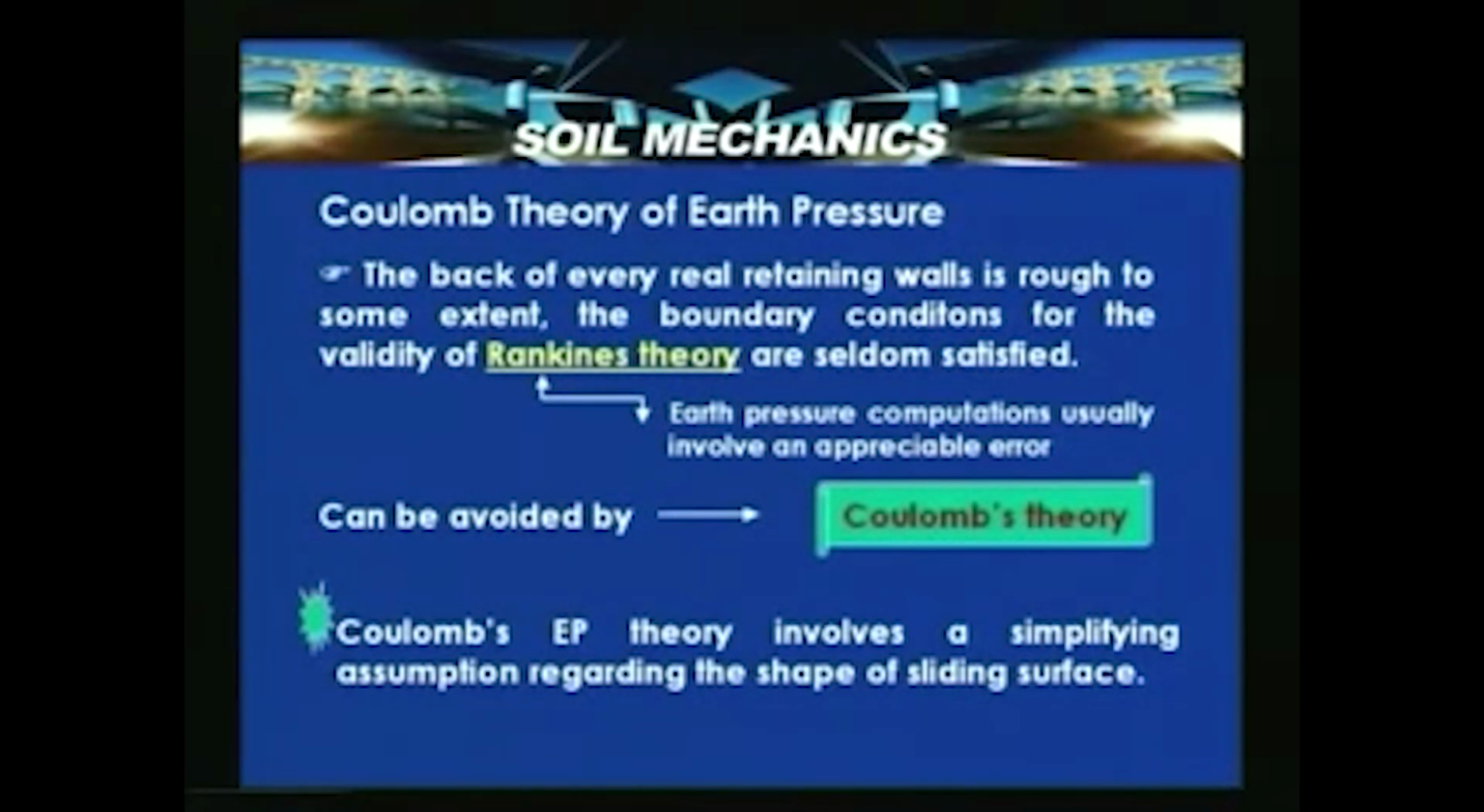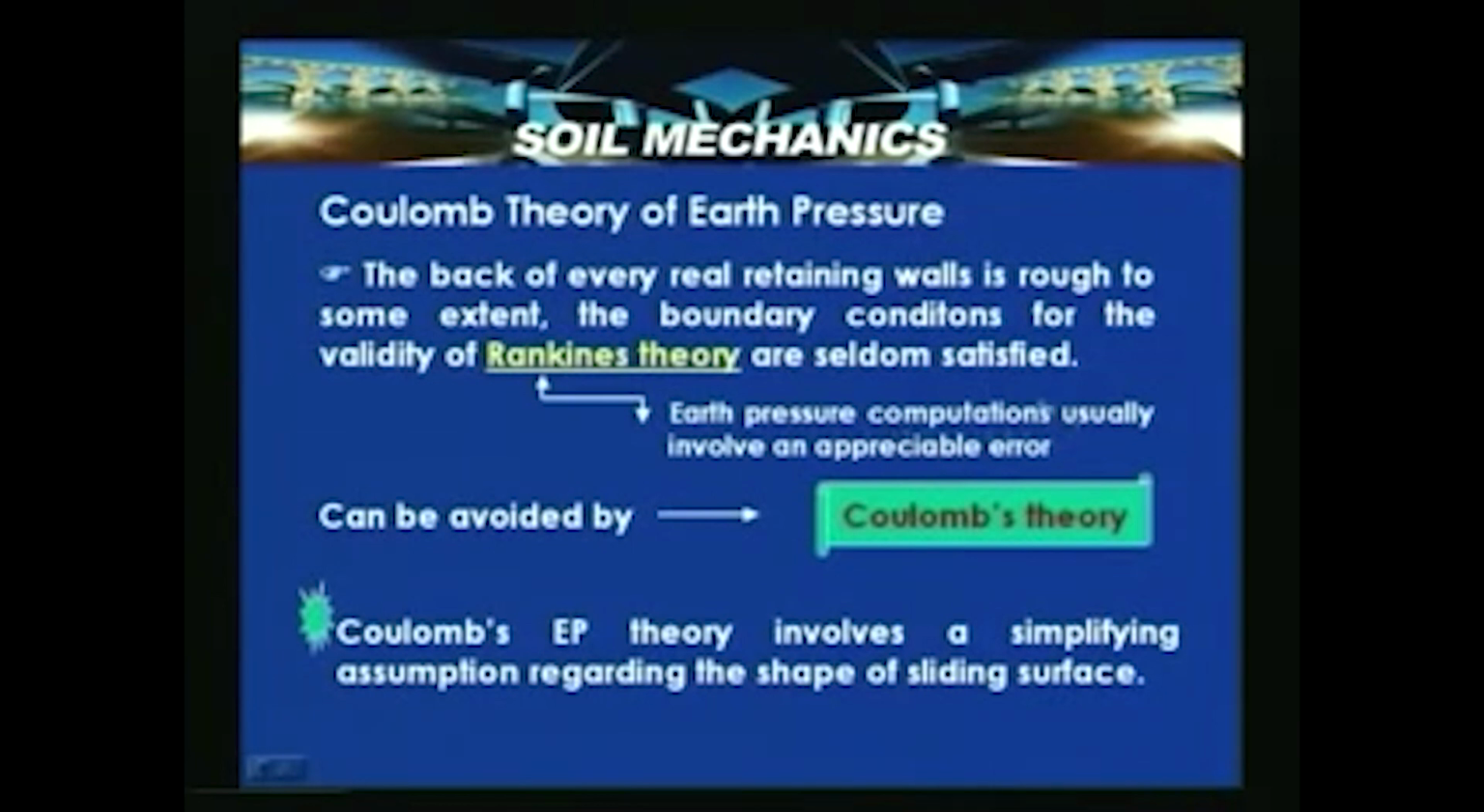That is very important, as it has a lot of effect on the earth pressures which act on the wall. As we just discussed, the back of every real retaining wall is rough to some extent. So the boundary conditions for the validity of Rankine's theory are seldom satisfied. The ideal Rankine conditions, like a smooth vertical wall or a horizontal fill surface, are seldom satisfied. In such situations, we have to resort to Coulomb's theory.